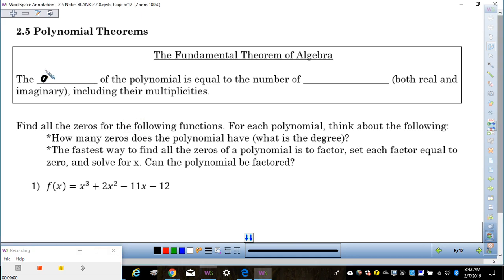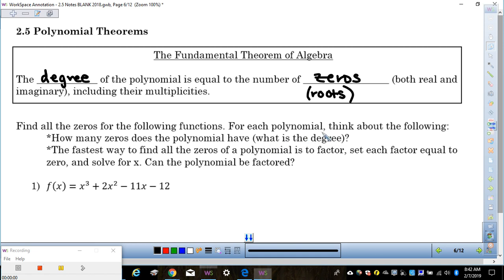So the fundamental theorem says that the degree of the polynomial is equal to the number of zeros, both real and imaginary, including their multiplicities. Now, another name for zeros, sometimes we call them roots. They are also solutions to setting our polynomial equal to 0 and solving for x.